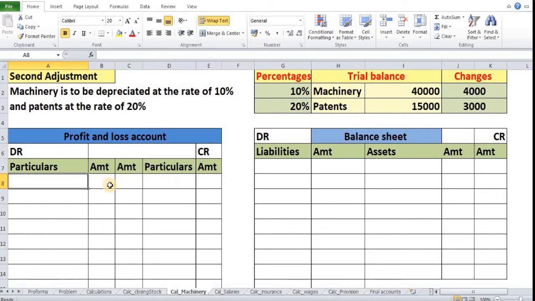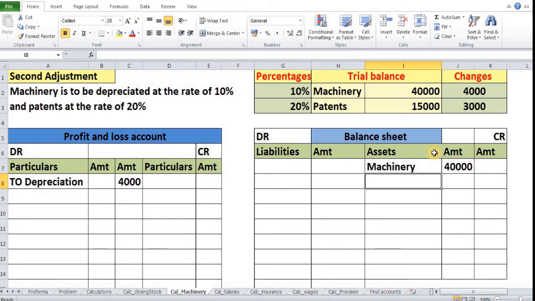Depreciation is considered a financial expense, not a manufacturing expense. So we will mention "To depreciation of machinery" in the profit and loss account on the debit side and mention 4,000 in the amount column. Then in the balance sheet on the asset side we will mention machinery and rupees 40,000 in the inner column because machinery is an asset.